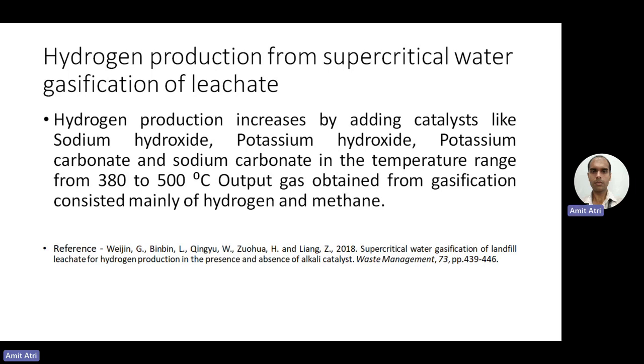So hydrogen production is performed using the process of gasification. Gasification takes place at high temperature, ranging from 380 degrees Celsius to 500 degrees Celsius, and the output gas obtained mainly consists of hydrogen and methane. To increase the hydrogen production, catalysts like sodium hydroxide, sodium potassium hydroxide, potassium carbonate, sodium carbonate can be added.